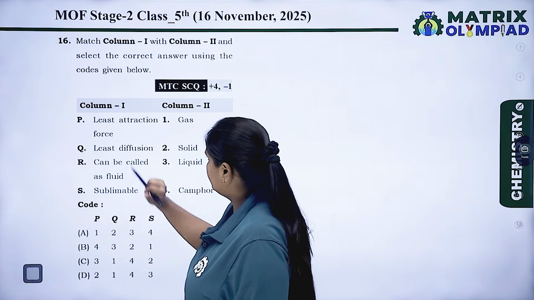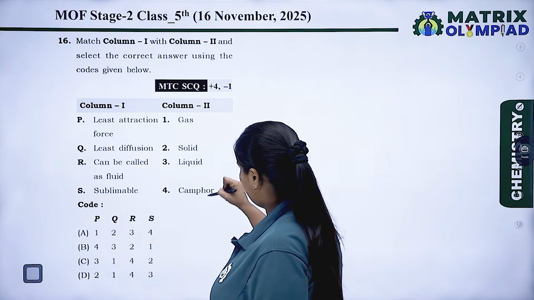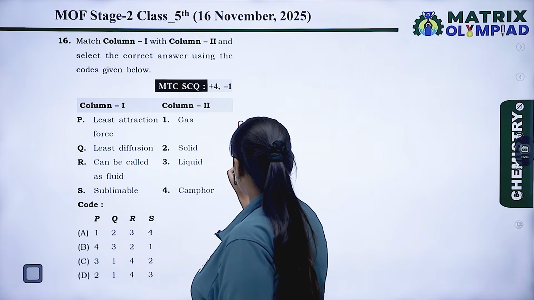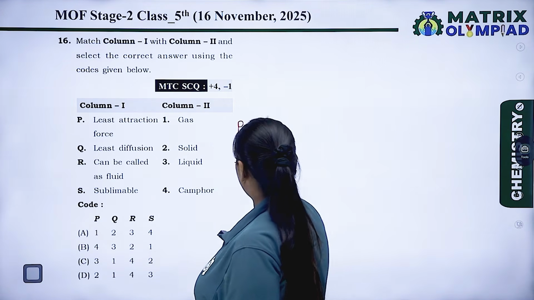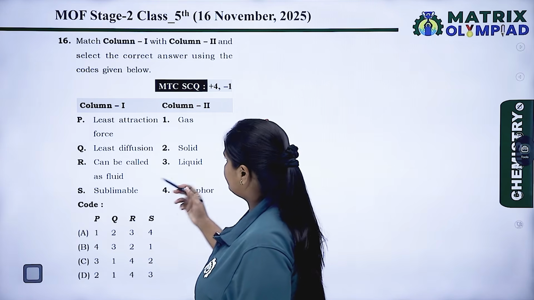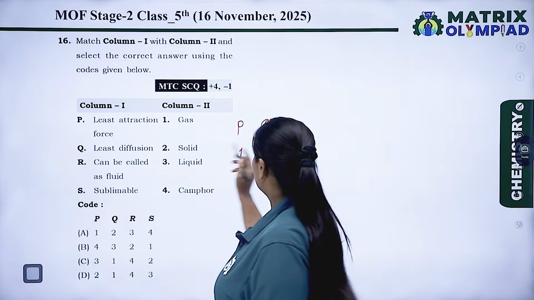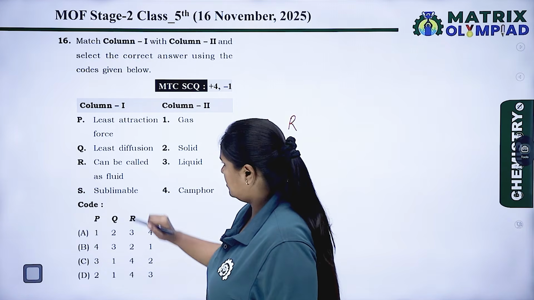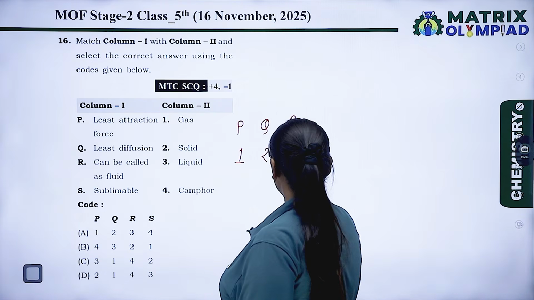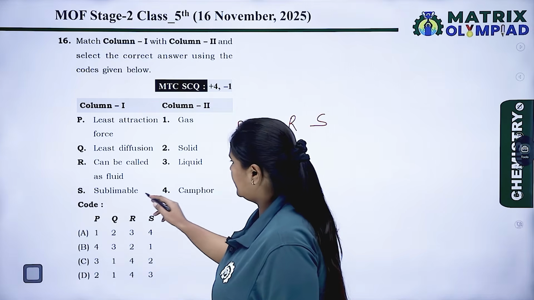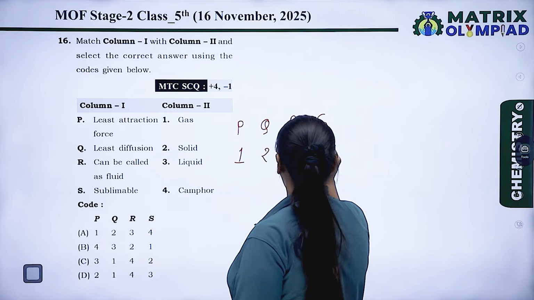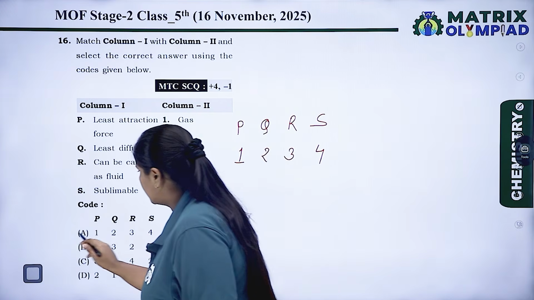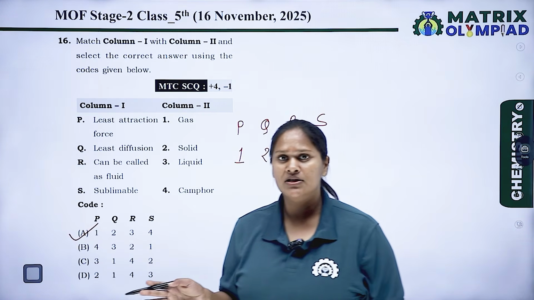Among gas, liquid, solid and camphor, the least attraction force is in gas. So we can write first, least diffusion. Least diffusion is a property of solid. So B. Can be called as a fluid. We know liquid as a fluid. And sublimable is camphor. Camphor is an example of a sublimable substance. So the sequence is 1, 2, 3, 4. So option A is the right answer for this question.